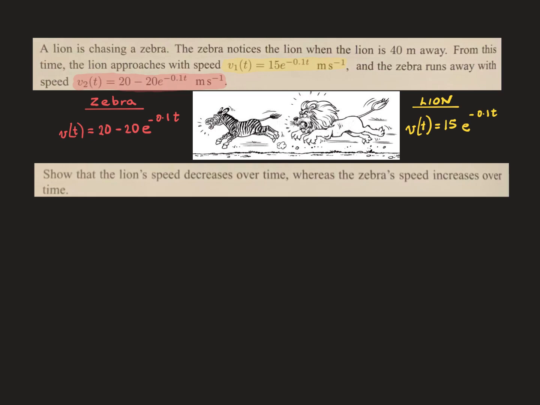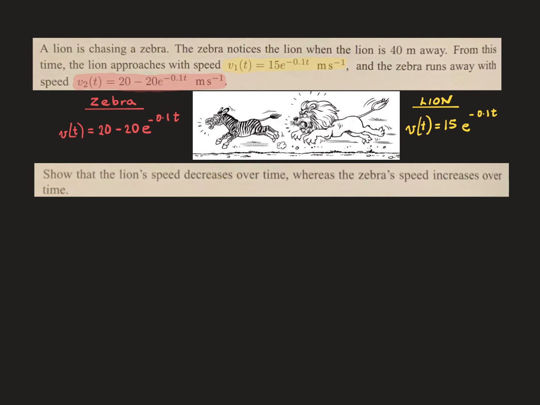So here we've got a situation of a lion chasing a zebra. The lion is chasing the zebra, and the zebra notices the lion when the lion is 40 meters away. And from this time, the lion approaches with a speed of 15e to the minus something, which I've just drawn over here, rewritten it, and the zebra runs away with another speed, which I've just put down below over here.